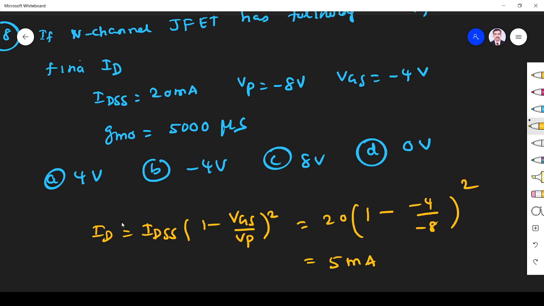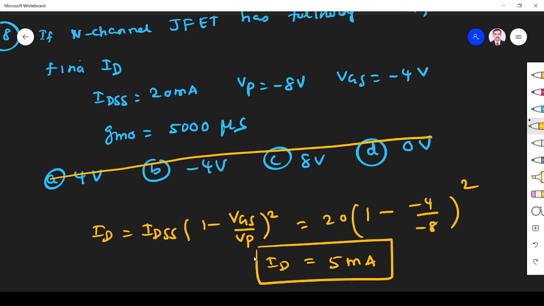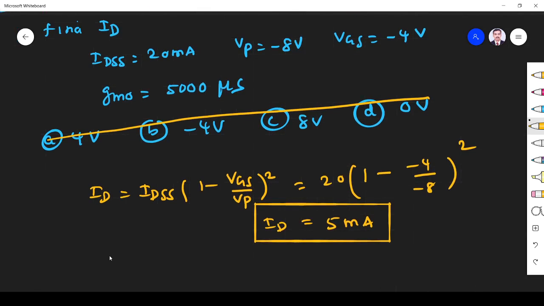Fine. So drain current is what they asked, ID is 5 milliampere. Fine. Okay. So I think the answer options are given wrongly. So ID is equal to 5 milliampere. Please note down. Okay. Next one.